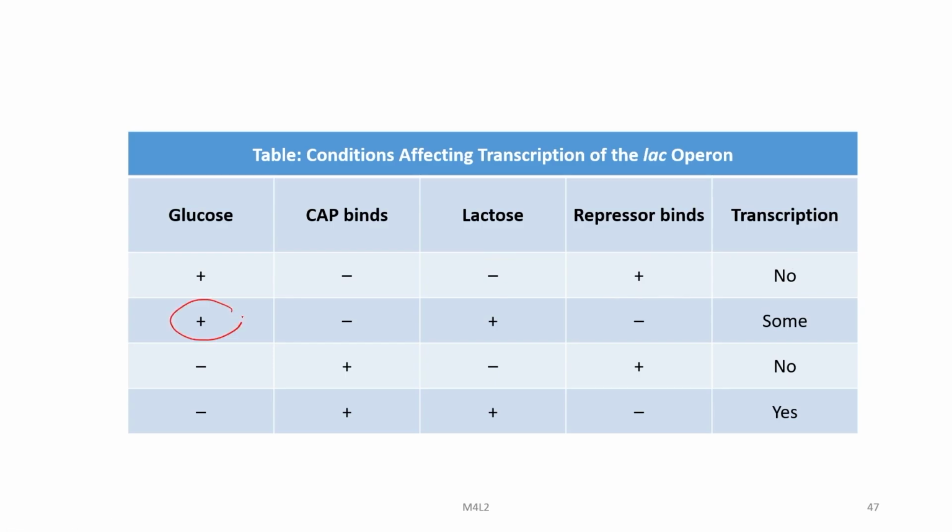Now, in the case of presence of glucose and lactose, CAP cannot bind, repressor cannot bind, and there will be a little bit of transcription. And in the other case where glucose is present and lactose is absent, CAP does not bind, repressor binds, no transcription. And then in the case of glucose absent, CAP is binding, lactose is present, then repressor is not binding, and there is transcription happening.